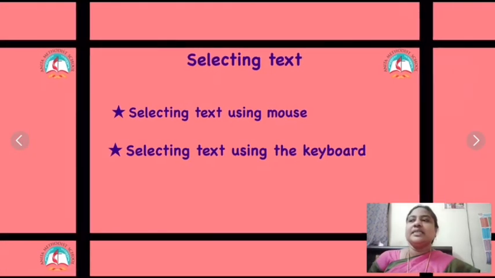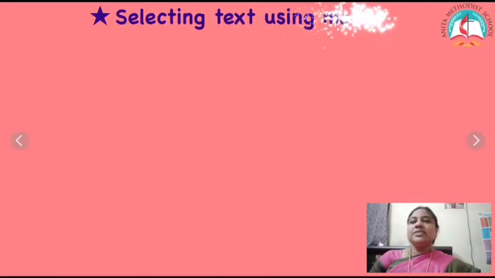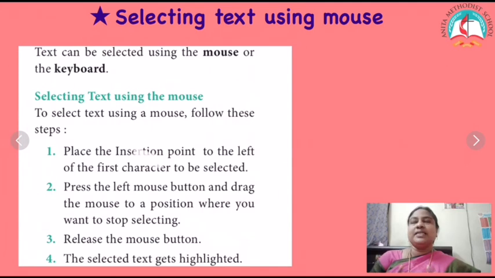First one, selecting text using the mouse. So using the mouse, how to select the text? To select the text using the mouse, we can follow these 4 steps. First place the insertion point. Insertion point means one vertical symbol will be displayed. That symbol is the insertion point, to the left of the first character to be selected. Which one we want to select? First place the mouse pointer to the left of the character.